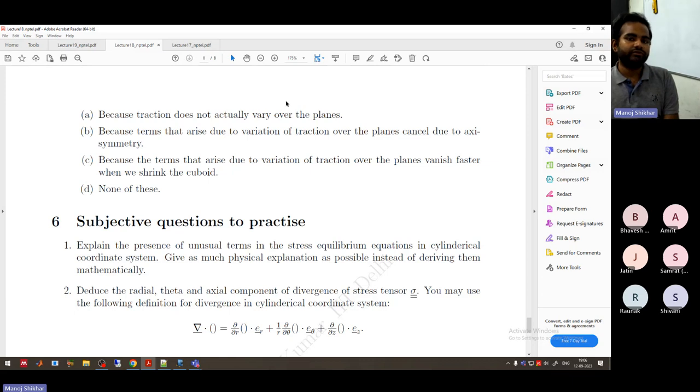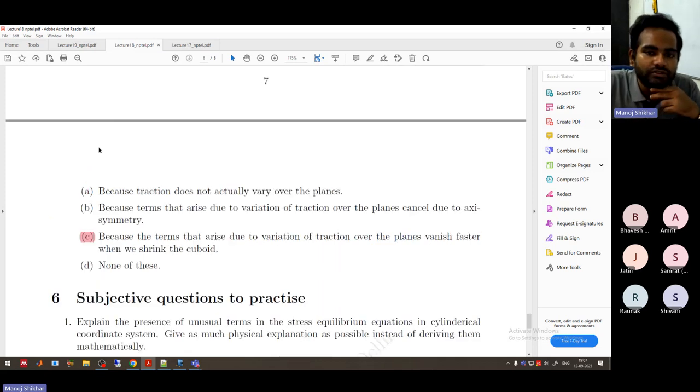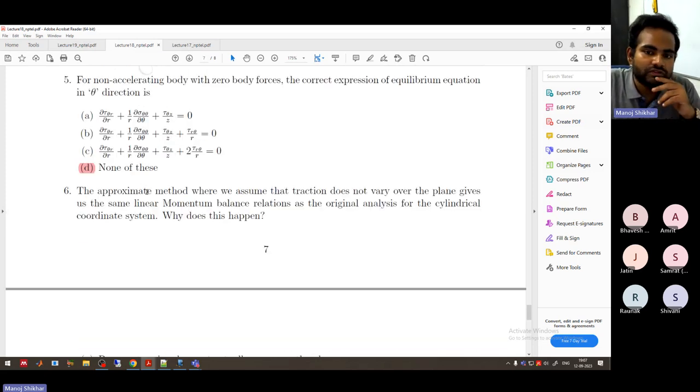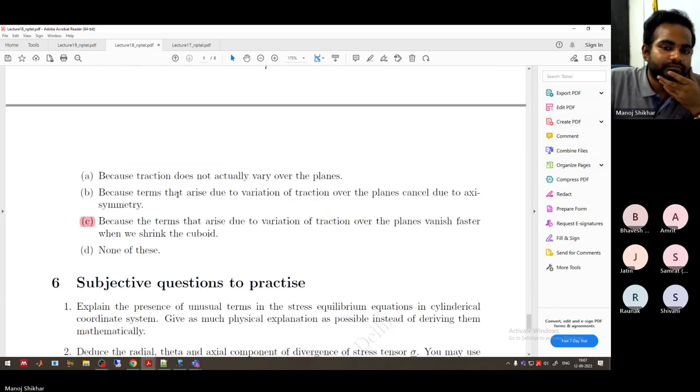No, this is also not true. The option C is because the terms that arise due to variation of traction over the planes vanish faster when we shrink the volume. Okay, so this is true because the terms which we have are of the order of small o of delta V. So when we shrink the volume, they will vanish faster than other terms. That's why this approximation was correct. Okay.